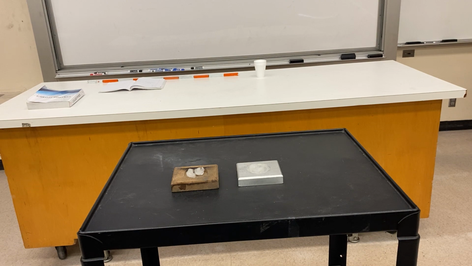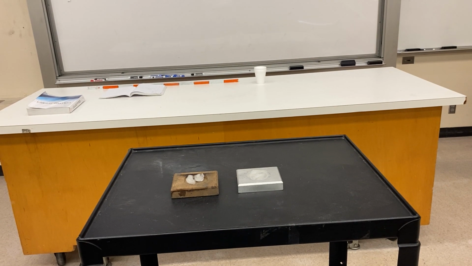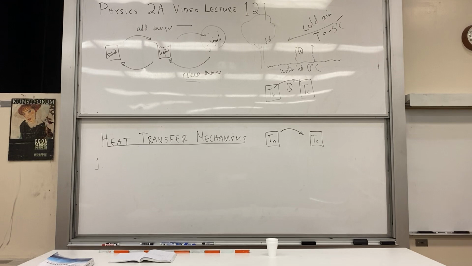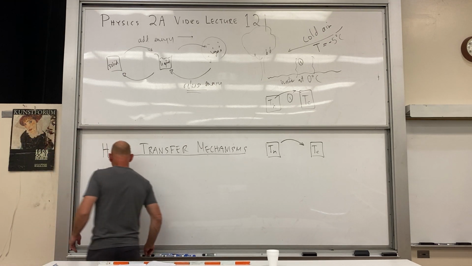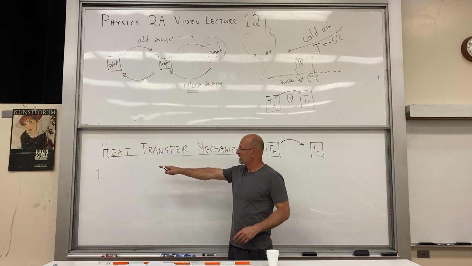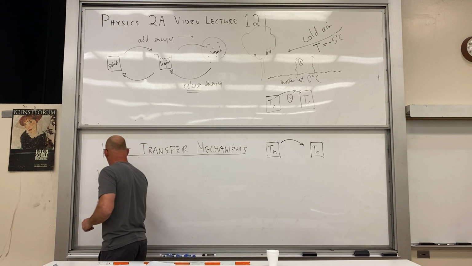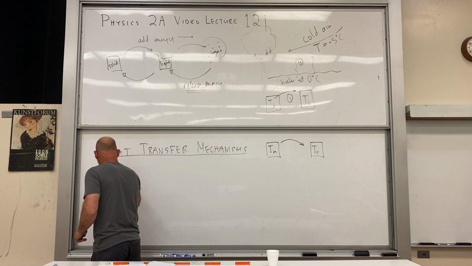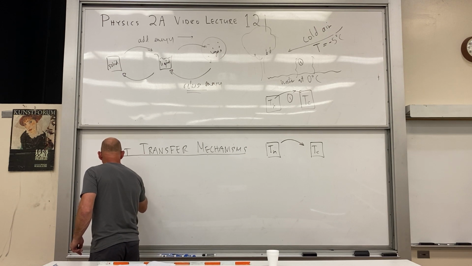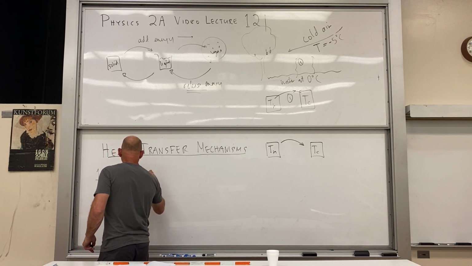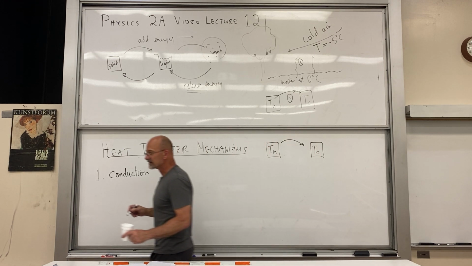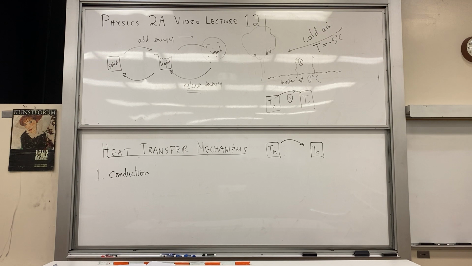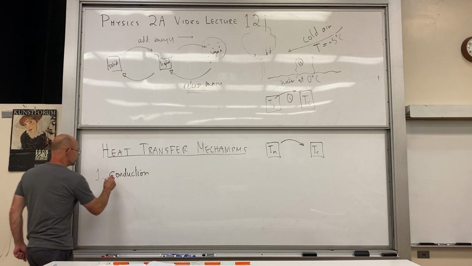Yeah, so that's a property of wood versus metal. Go back to the board. Property of wood versus metal called thermal conductivity. And this heat transfer mechanism is called conductivity, or actually conduction. So heat transfer by conduction. The conductivity is the property of the metal versus the wood. Let's get this out of here. So heat transfer by conduction.